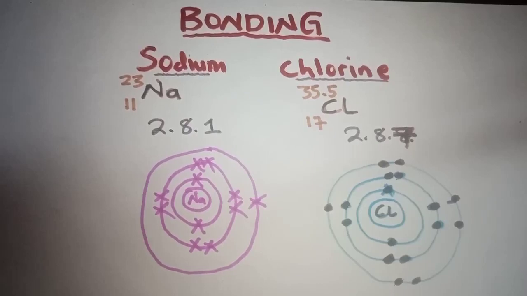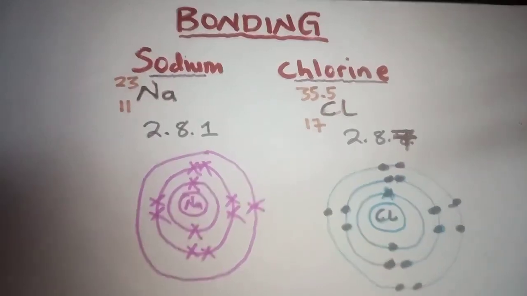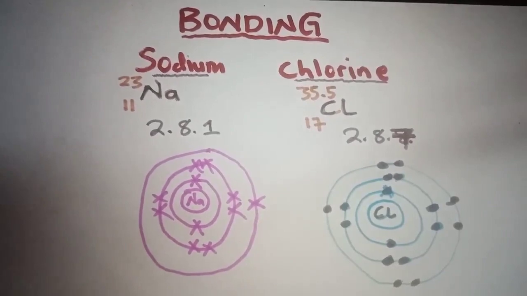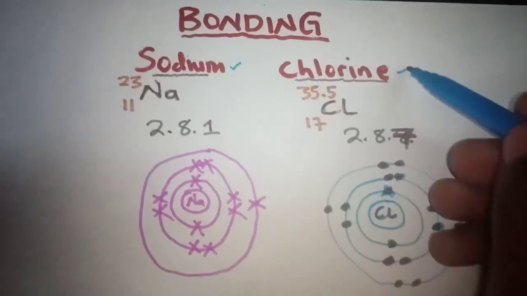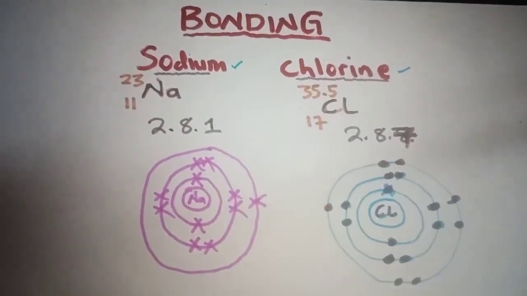Okay, so bonding is simply a process by which atoms combine. Atoms of different elements combine together, even though atoms of the same element might also combine, but most of the time you have different elements combining together. For example, you have sodium and you have chlorine. These are different types of elements.